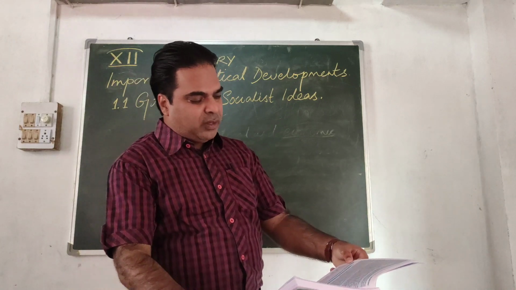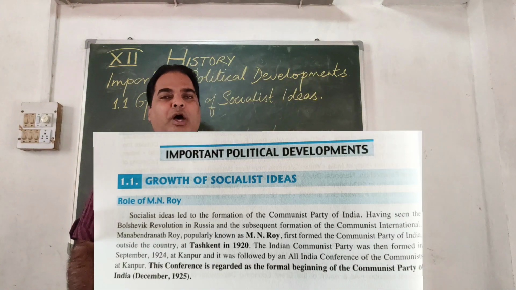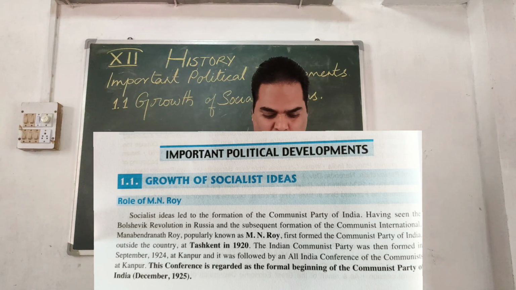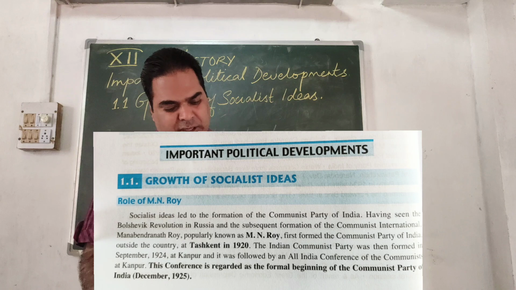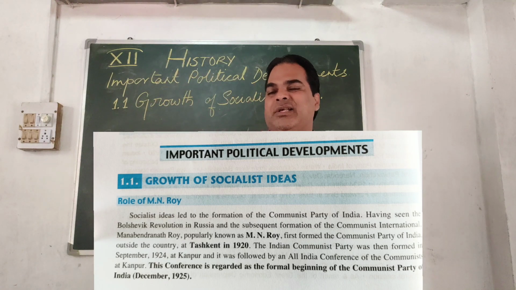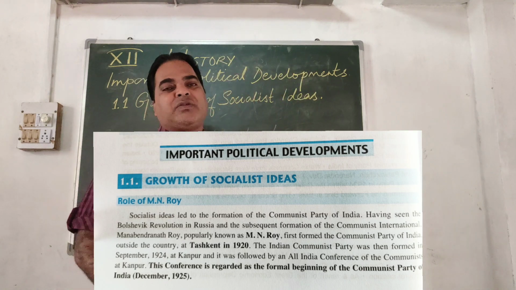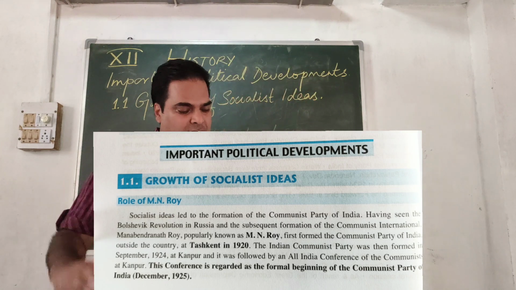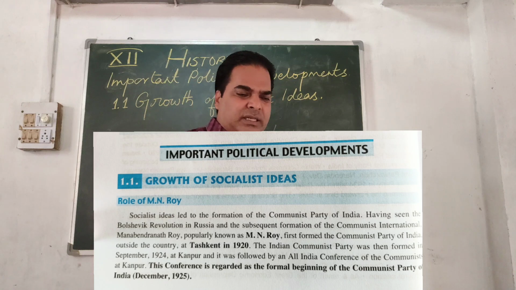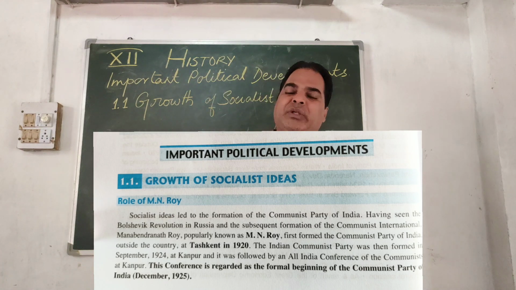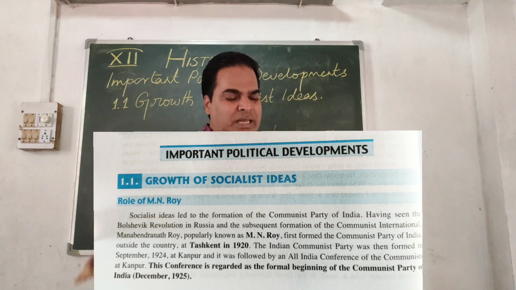First of all, the role of M.N. Roy. It is Manvendranath Roy. He was the one who first formed the Communist Party of India outside the country. The Communist Party of India was formed outside the country, that is in Tashkent in the year 1920. So apart from that, I discussed socialism, now I am talking about communism. There is not much difference between socialism and communism. Both the theories are similar.